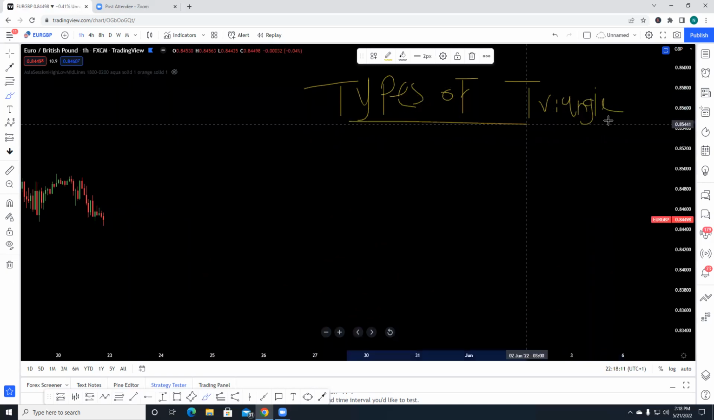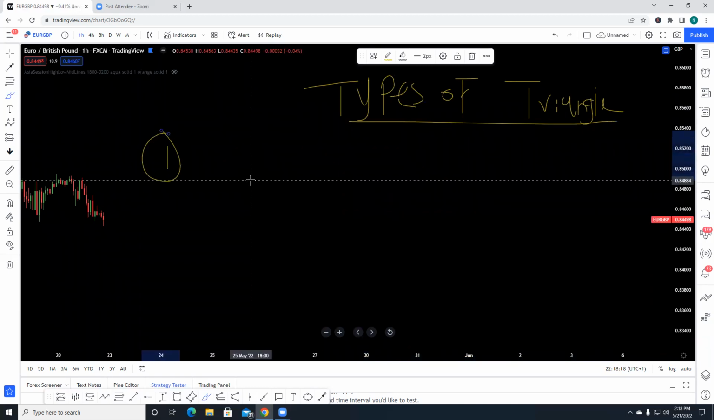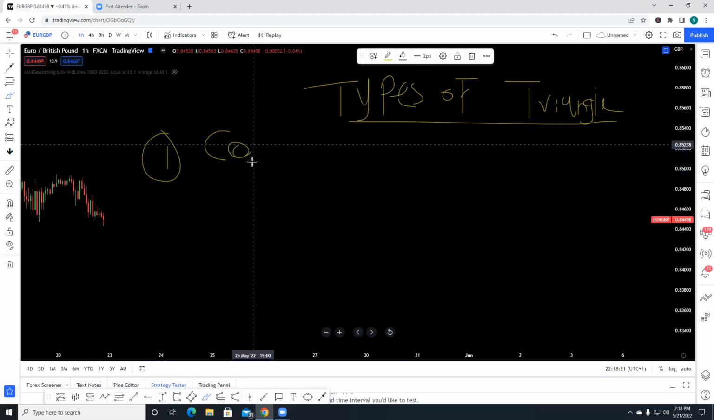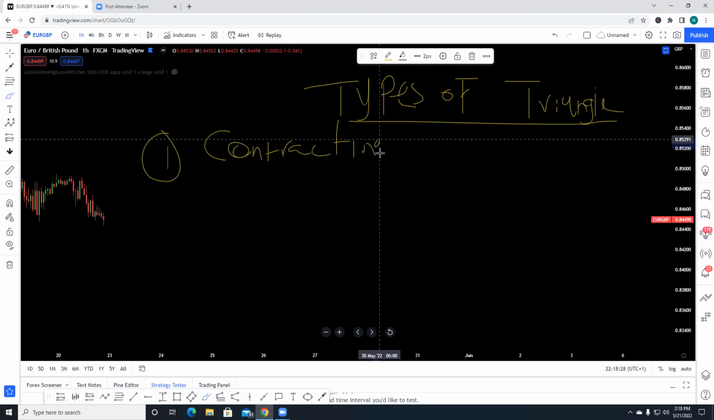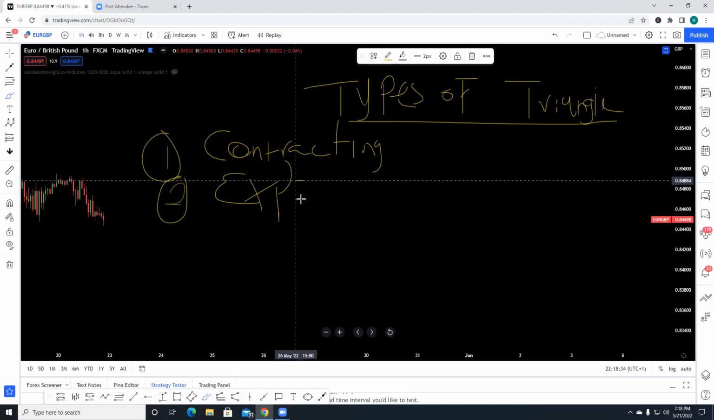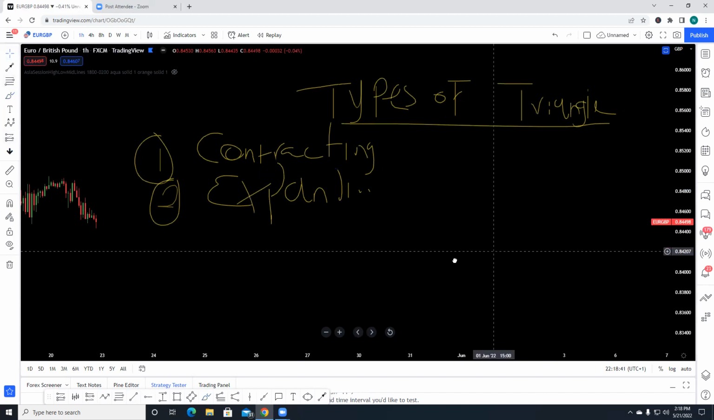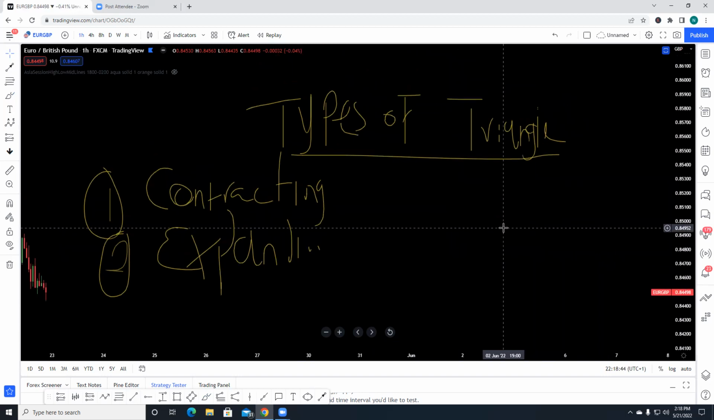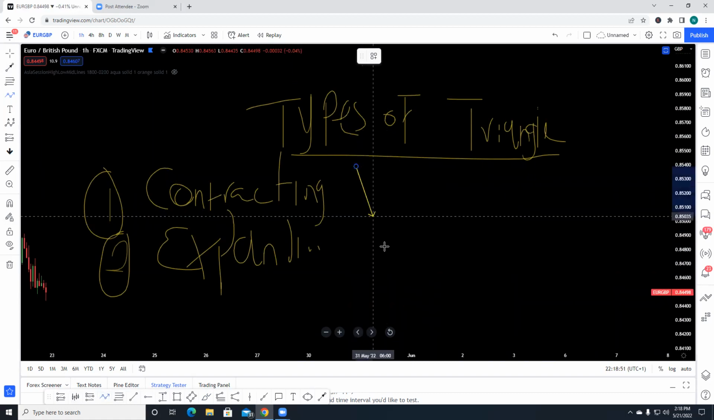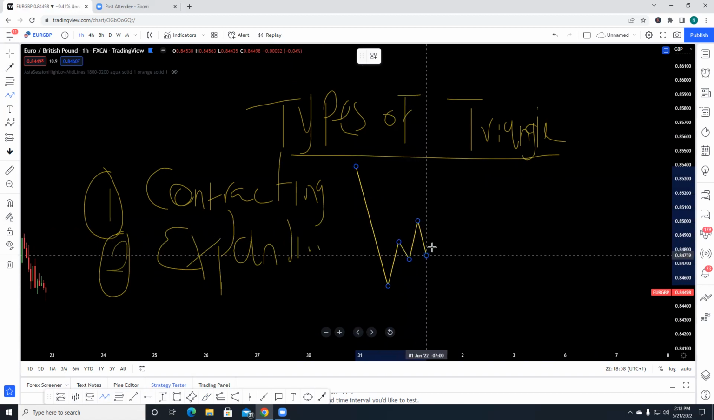Guys, you have two types of triangle. Number one, we have what is called a contracting triangle. And we have what is called an expanding triangle. So I'm going to draw the two for you. Already you have understood the background information that you need to know about a triangle. So when you hear of a contracting triangle, you see a triangle that is contracting as the waves progress.